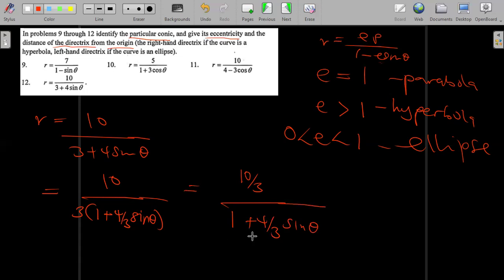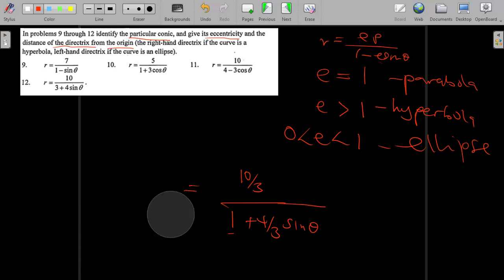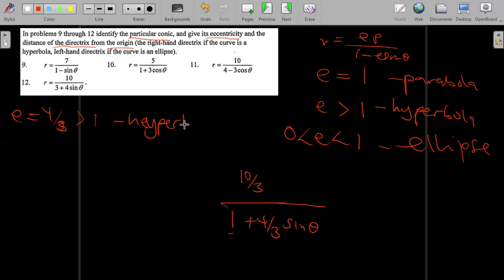So this is now in standard form because there's a 1 there, and the rest, of course, play out the way they have to. Now, from here, I can identify what I need. First of all, I have to get my e. My e is 4 over 3. What is 4 over 3? 4 over 3 is like 1 point something, and this is going to be greater than 1. So if it's greater than 1, this is going to be a hyperbola. I don't know, however you pronounce that.